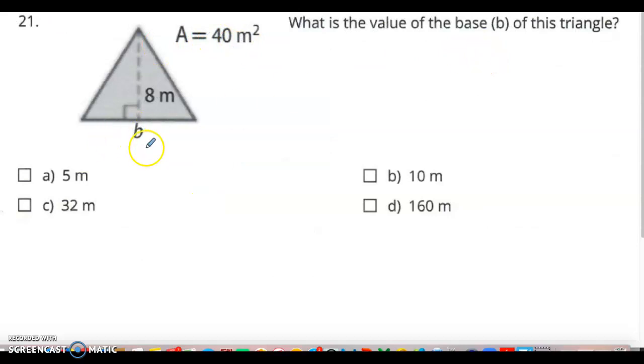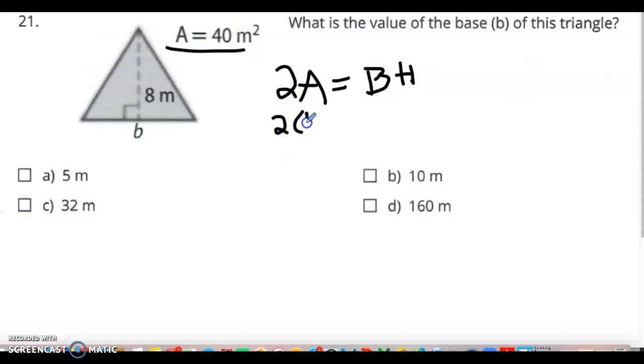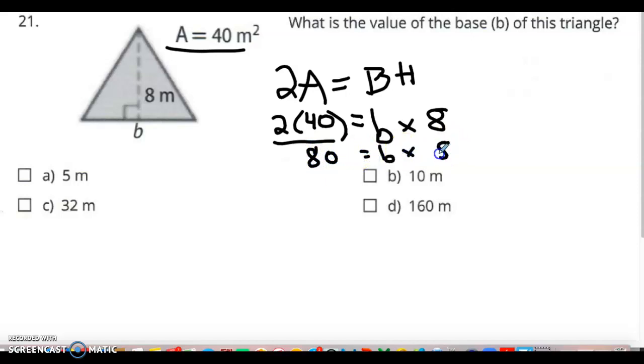Here, you want to find the base. So remember, when you want to find the missing dimension of a triangle, you use this formula: 2 times the area equals the base times the height. So it tells you that the area is 40. So it's 2 times 40, I'm using parentheses to show my multiplication, equals, I don't know my base, but my height is 8. So 2 times 40 is 80. So it's 80 equals what number times 8? You would divide 80 by 8 to find that base.